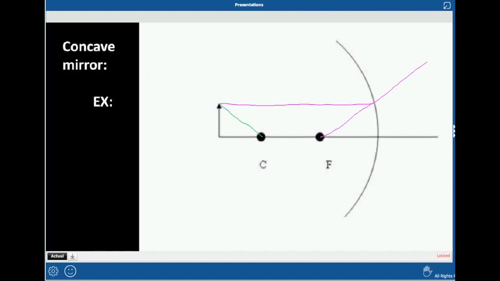Oh, oh dear. Let's try that again. Note to self, don't try and erase anything. And then I'll go over here and do my pink one.